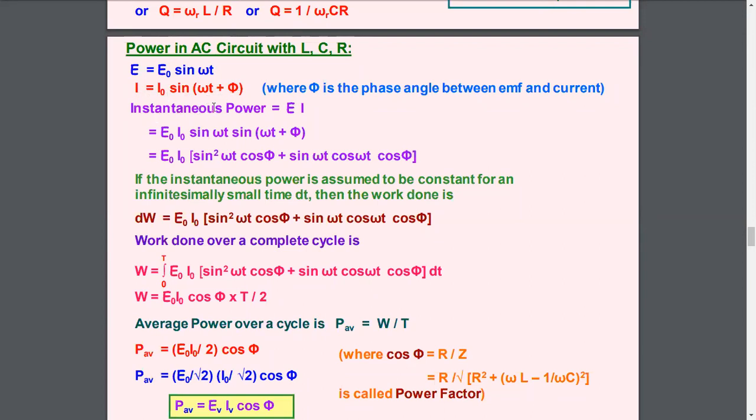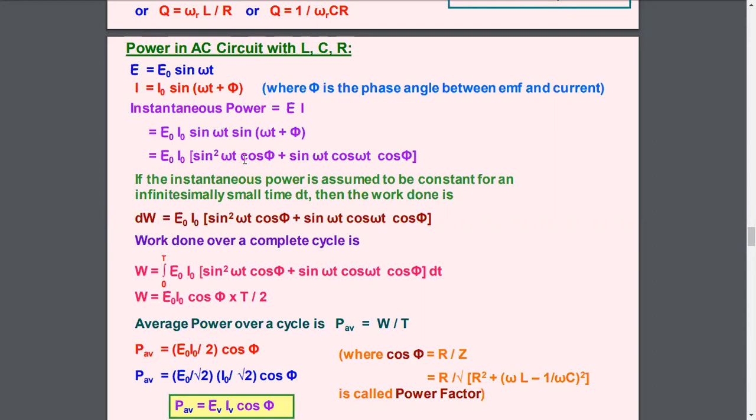So we have to calculate instantaneous power. We know that the product of voltage and current is equal to electrical power. So in order to calculate instantaneous power across the LCR circuit, we multiply instantaneous voltage and instantaneous current together, and we get E naught into I naught sin omega t sin (omega t plus phi). Keeping sin omega t as usual, we expand this term as sin(A plus B) equals sin A cos B plus cos A sin B. So we expand this term and then multiply by sin omega t.